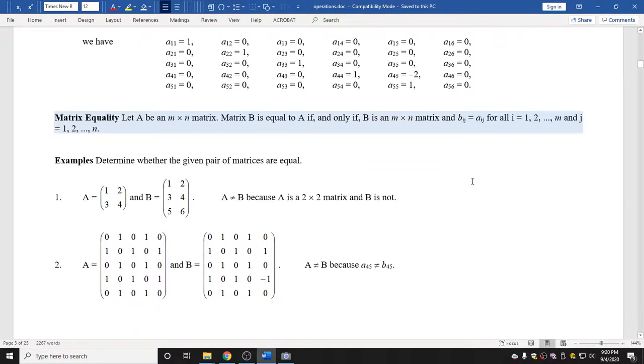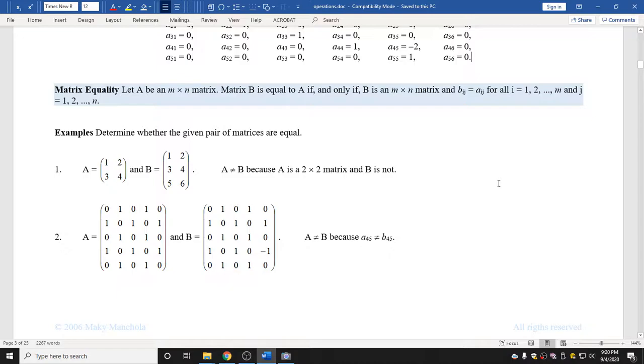Okay, let's exemplify. Determine whether the given pair of matrices are equal. The matrix A that has entries 1, 2, first row, 3, 4, second row. The matrix B, which has entries 1, 2 as first row, 3, 4 as second row, 5, 6 as third row. Now we have to conclude that these two matrices cannot be equal because there is a mismatch in the dimensions. So A is not equal to B because A is a 2 by 2 matrix and B is not.